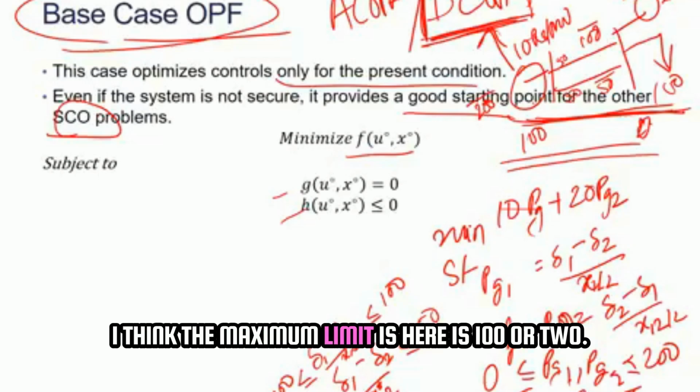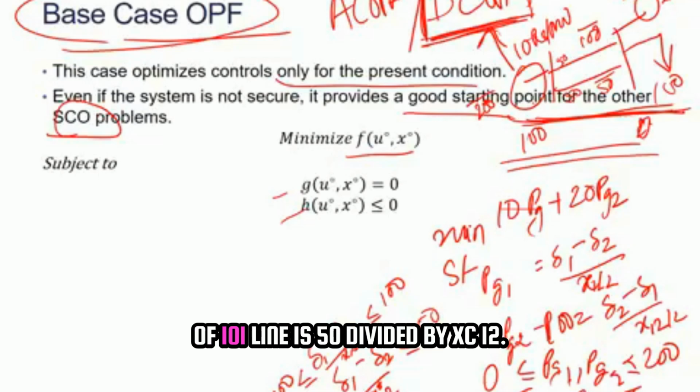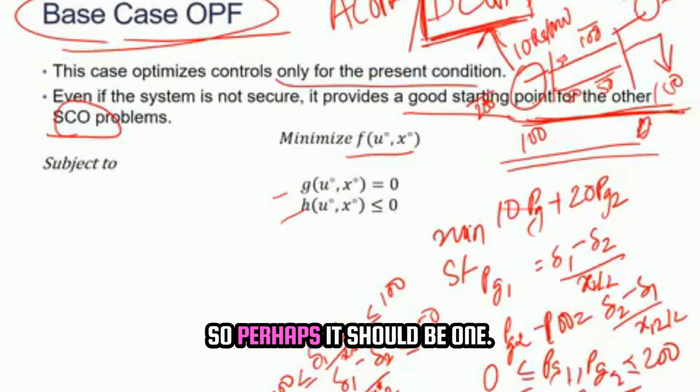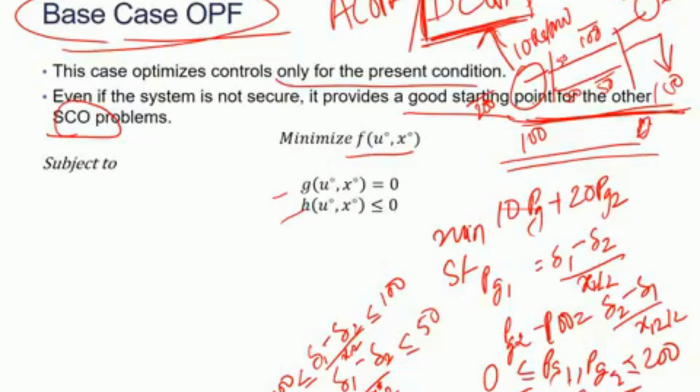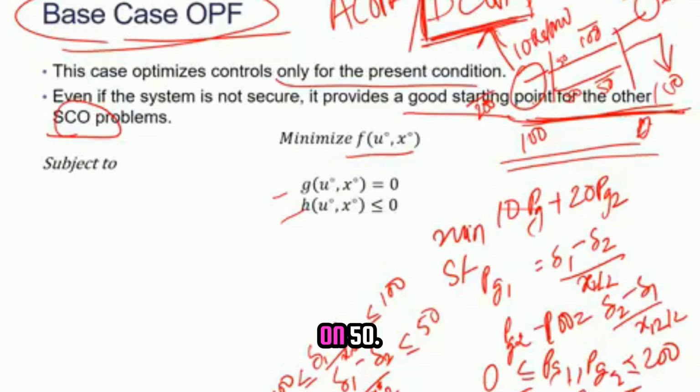I think the maximum limit here is 100 or 200, you mentioned. No, it's 100. One line has a capacity of 100, and the other line is 50. After we divide it by x12, it will be 50. So perhaps it should be one equation. Which one, 50 or 100? Yeah, 50. Okay, so you and Nivedita agree on 50.